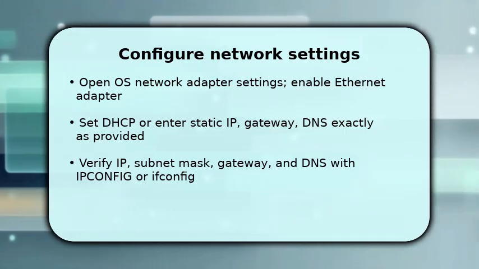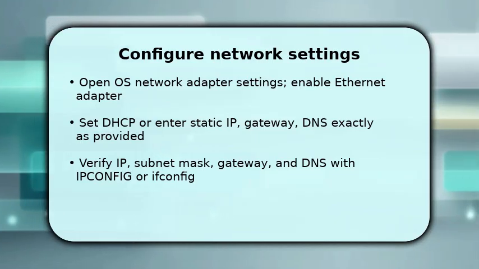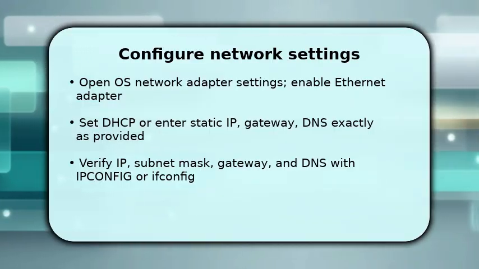If using DHCP, make sure it's set to obtain IP and DNS automatically. If using static addressing, type the IP, subnet mask, gateway, and DNS exactly as supplied to avoid routing conflicts. Once configured, run a quick check with ipconfig or ifconfig to verify the assigned.